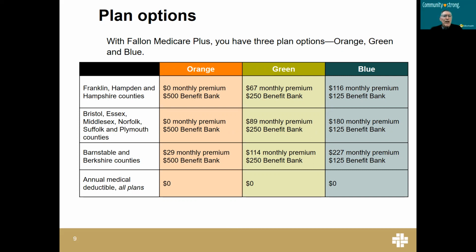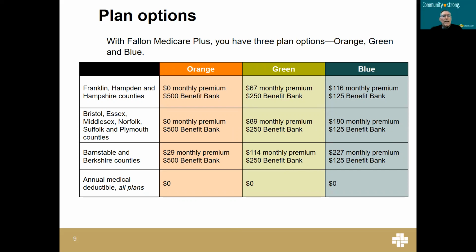Next is the green plan. This is our mid-range plan. Again, check your county. The rates are listed: $67, $89, and $114. The benefit bank on all green plans is $250.